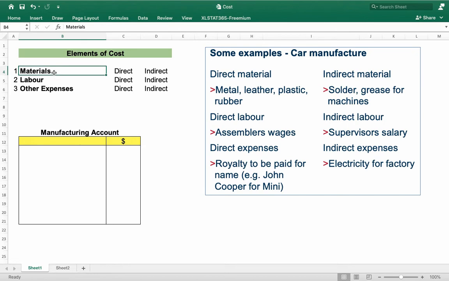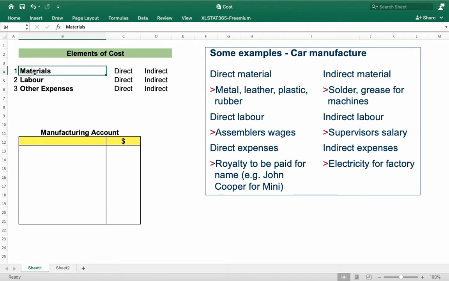And car is a different thing. We can't produce anything without material. And only having material is not sufficient. We need workers also, isn't it? Someone to help convert that material into finished goods. So that's why workers are also required. So apart from material and labor, there are certain other expenses also. So these are the three elements of cost: material, labor, and other expenses. Now each element we will discuss in detail.